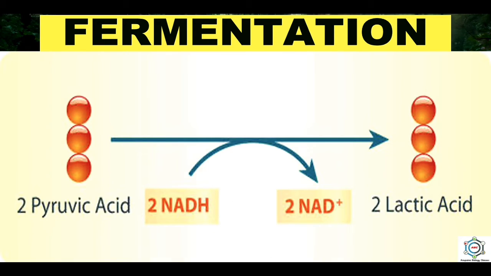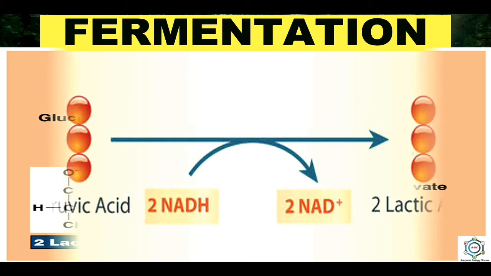Now, the second type is lactic acid fermentation, which occurs in bacteria. So, alcoholic fermentation occurs in yeast and lactic acid fermentation occurs in bacteria. Lactic acid fermentation is also known as homolactic fermentation. The breakdown of pyruvic acid yields lactic acid as an end product. The process occurs in many bacteria like lactobacilli, bacilli, streptococci, clostridia, etc. and in the muscle glycolysis.